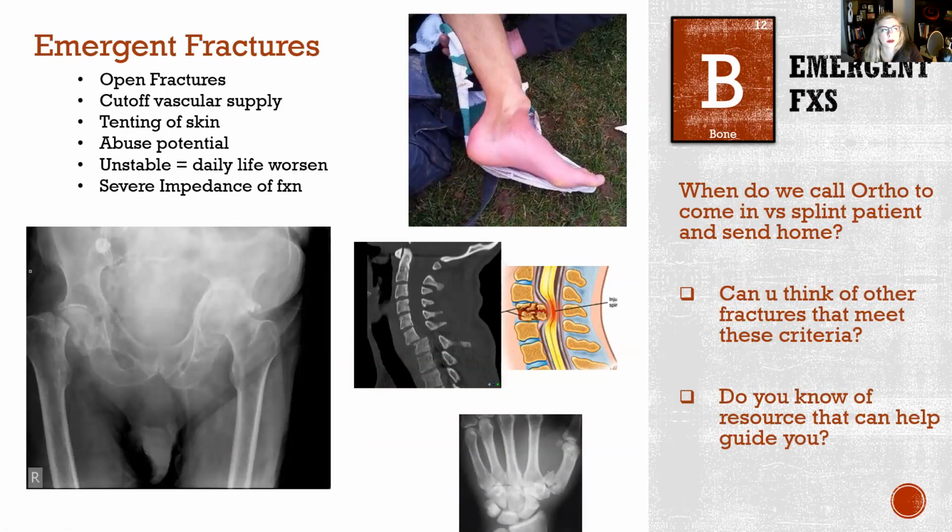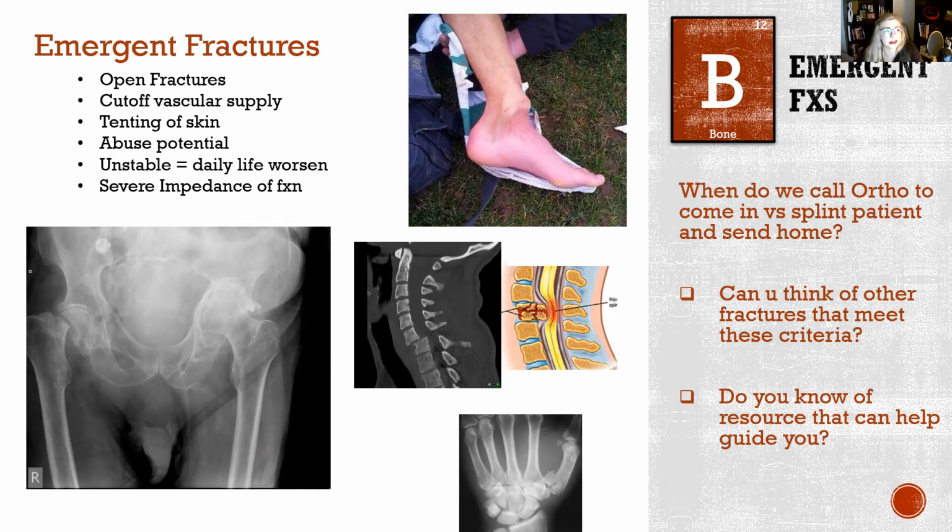So now let's talk a little bit about fractures. One of the biggest questions that I had when I was a resident and for my students when they come shadow me is how do we know whether a fracture is emergent and I need to call orthopedics in right now or I need to transfer this patient? Or how do we know whether I can just splint them and then have ortho follow up in the morning?